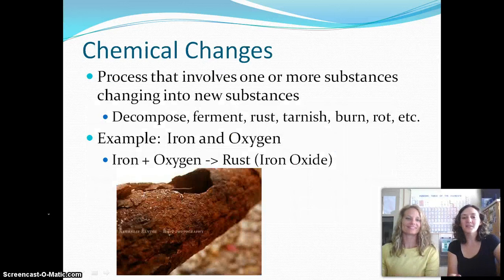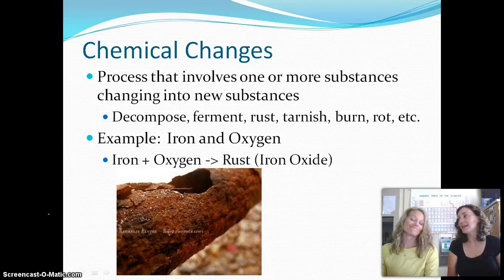Okay, chemical changes. A chemical change is a process that involves one or more substances changing into new substances. So terms that you'll hear or read are decompose, ferment, rust, tarnishes, burns, rots. Any of these things are turning a substance into one or more new substances. An example would be iron and oxygen. Here's an iron pipe. It's reacting with oxygen in the air, and what forms is iron oxide, or what's commonly known as rust. So you don't have the same products as you started.